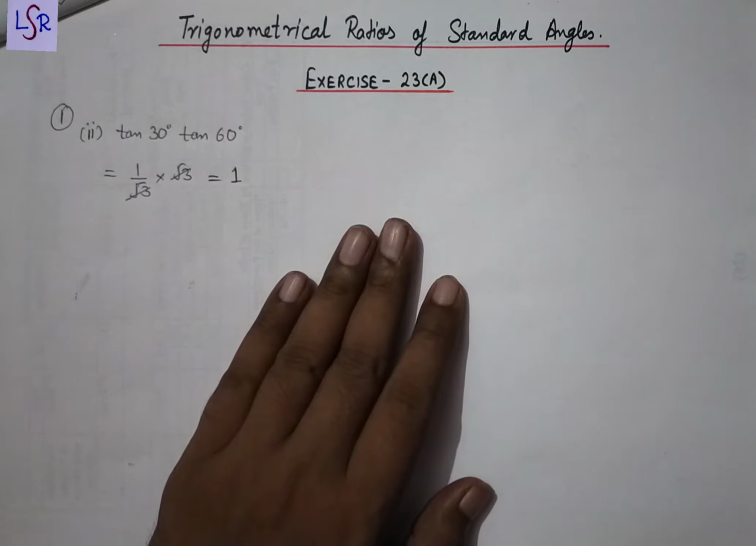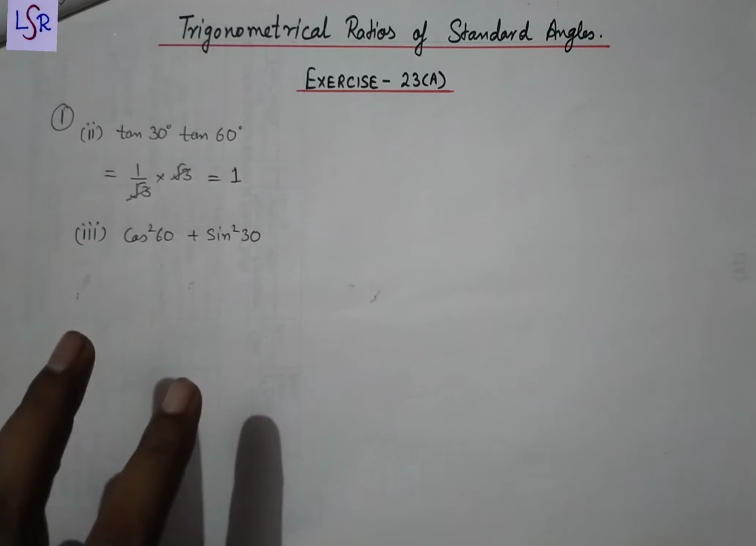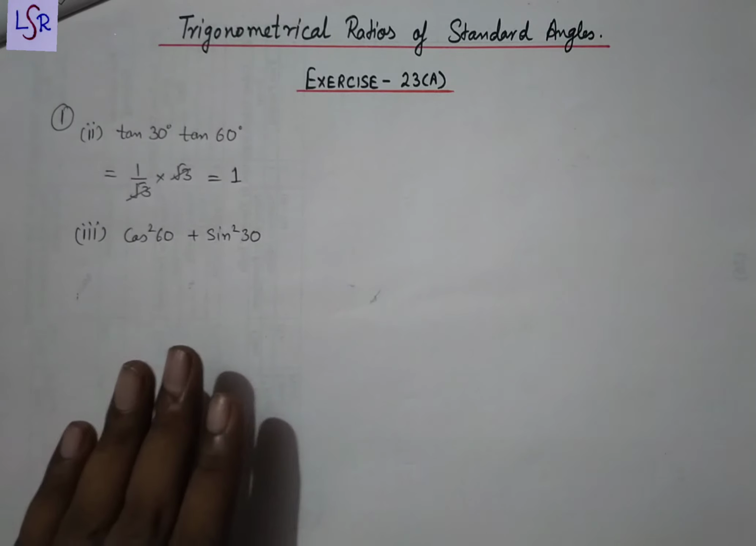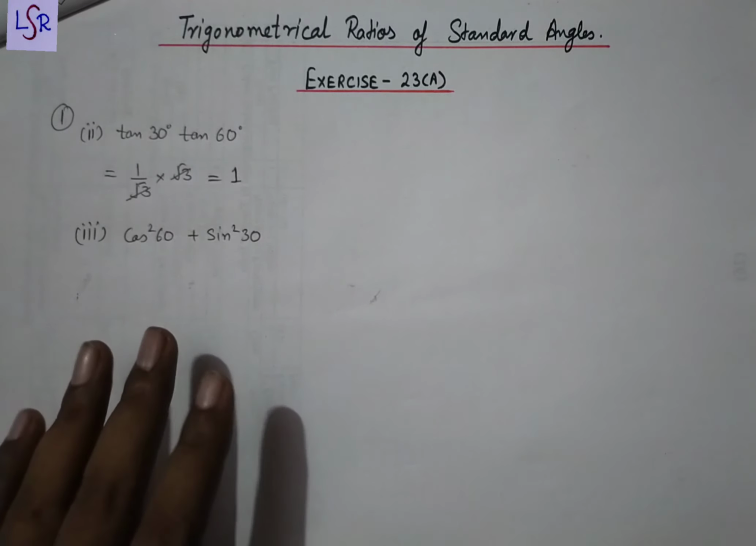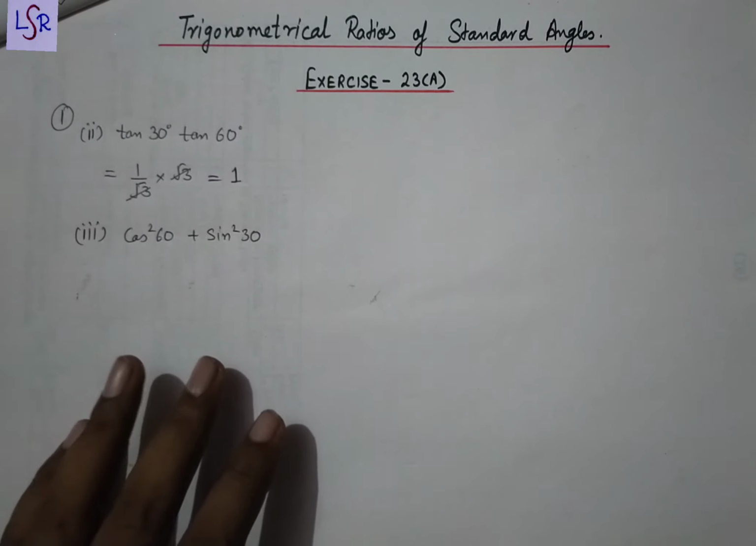Now let's see some more parts of this one. Here we are having cos square 60 plus sin square 30. This means cos 60 whole square and sin 30 whole square. So we are going to place the value of cos 60 and make a whole square, and here sin 30 and make a whole square.